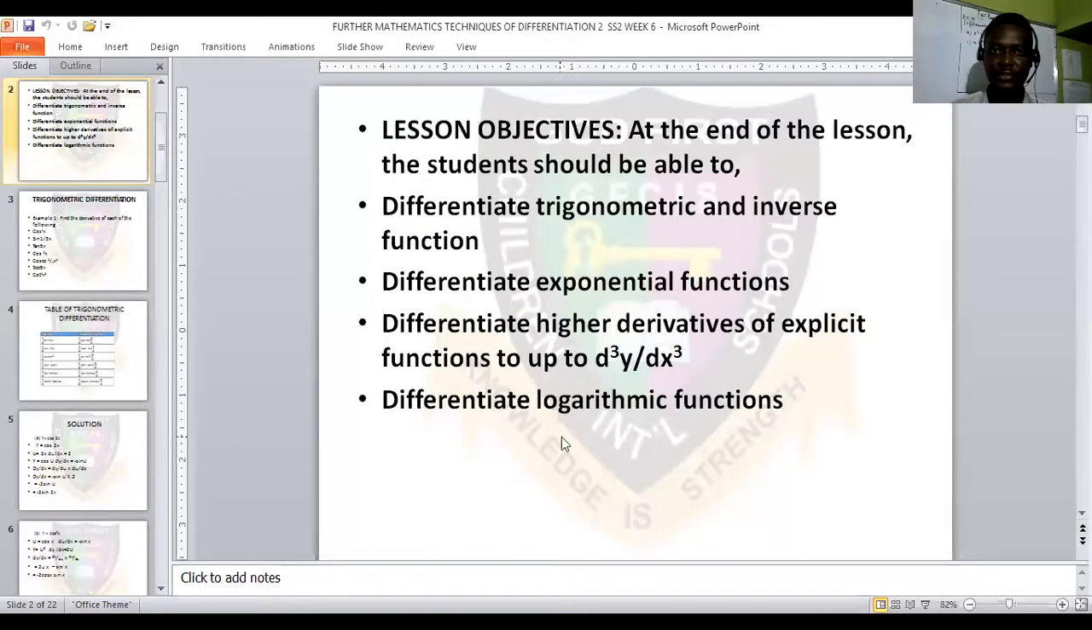Our lesson objective: at the end of the lesson, the student should be able to differentiate trigonometric and inverse functions, differentiate exponential functions, differentiate higher derivatives of explicit functions up to d cubed y over dx cubed, and differentiate logarithmic equations or functions.